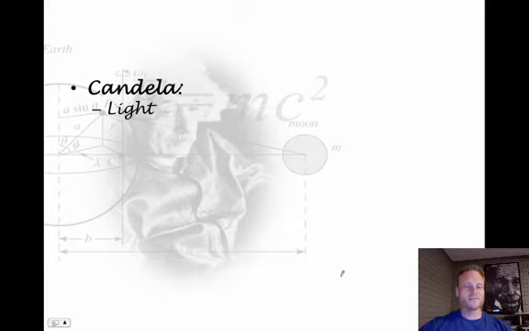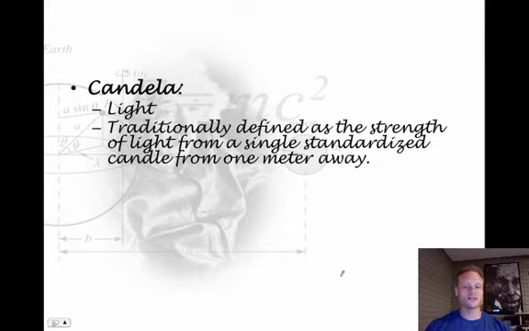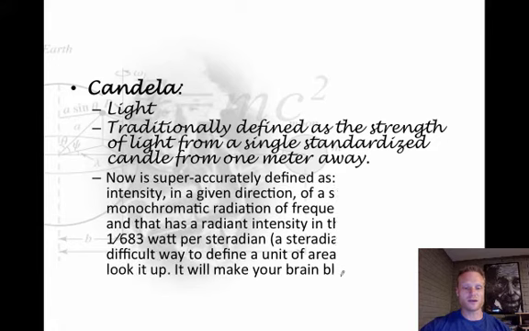The candela is a unit used to measure light, and it's traditionally defined as the strength of light from a single standardized candle from 1 meter away. So the amount of light radiating from a single candle a meter away.